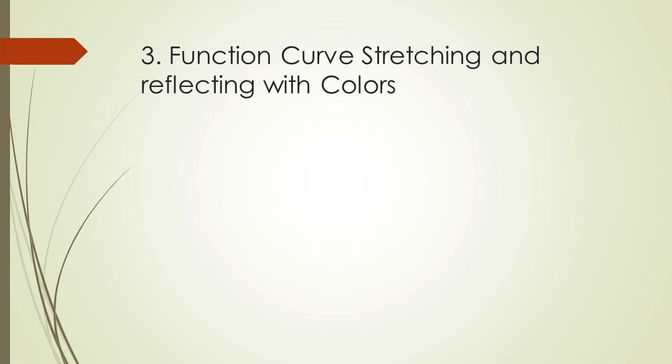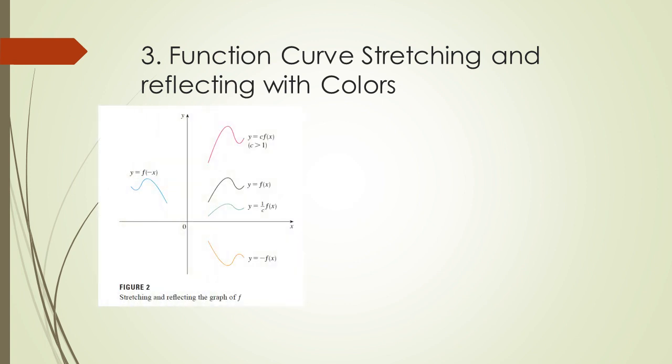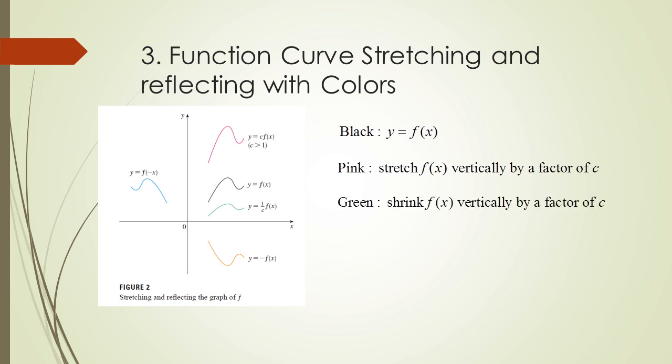Now, function curve stretching. Besides the function shifting in the horizontal and vertical directions, we can also do the stretching and reflecting with the colors. In the middle, the black one is y equals f(x). Then we can do the stretching, or make y equals f(x) become more flat, which is shrinking. So the pink one is stretching f(x) vertically by a factor of c, and then the green one shrinks f(x) vertically by a factor of c.